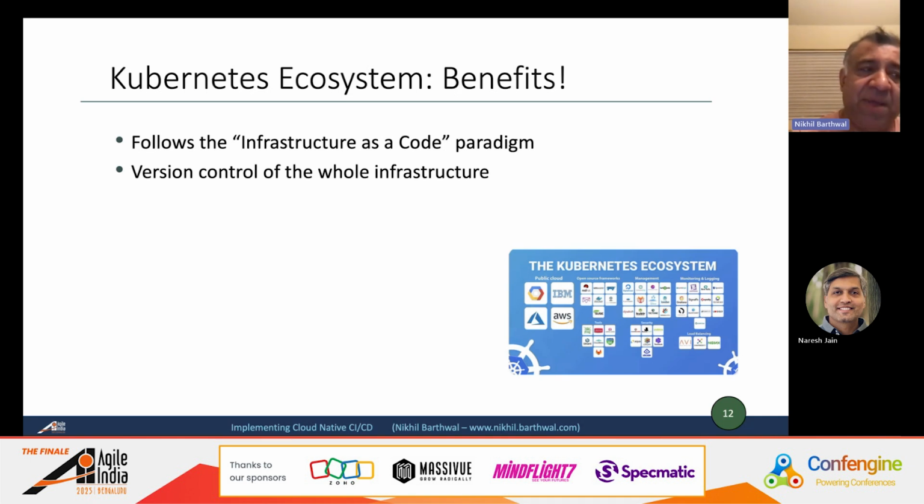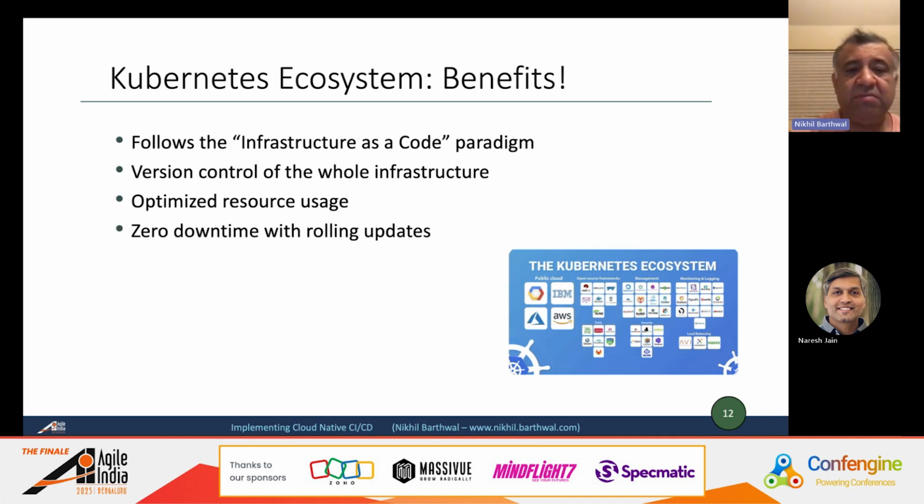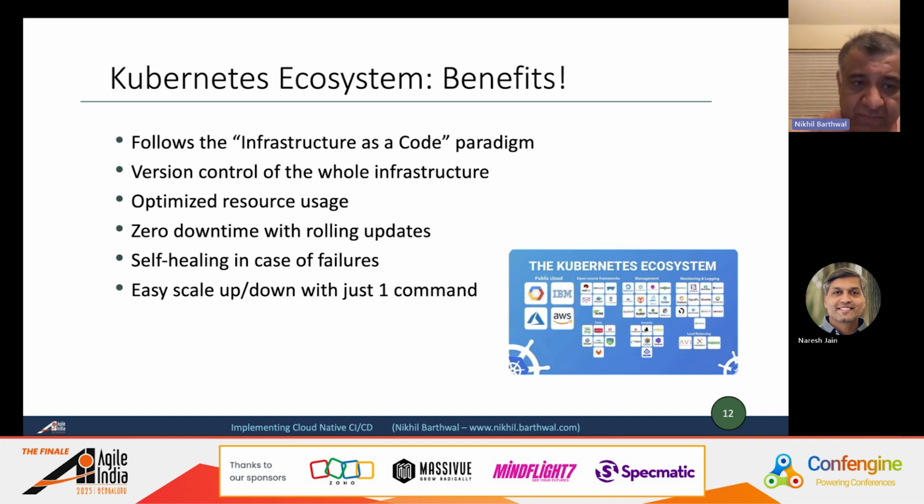It gives you auditing capacity. It gives you an insight on how your environments are evolving, takes care of optimized resource usage, and it has zero downtime with rolling updates because you know you're working in a dynamic environment. And we have already talked a little bit about health monitoring and health checks. So it has self-healing in case of failures, because when you're running at scale, things would fail. It actually takes care of that aspect also. It can scale up and scale down easily with one command or based on your load. You have the CLI tool kubectl. You can just apply the YAML file that does that.